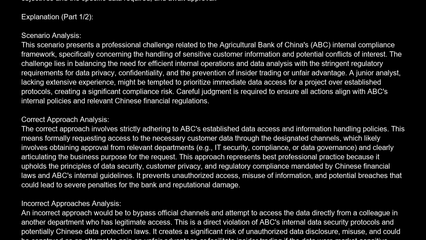Incorrect approaches analysis. An incorrect approach would be to bypass official channels and attempt to access the data directly from a colleague in another department who has legitimate access. This is a direct violation of ABC's internal data security protocols and potentially Chinese data protection laws. It creates a significant risk of unauthorized data disclosure, misuse, and could be construed as an attempt to gain an unfair advantage or facilitate insider trading if the data were market sensitive.